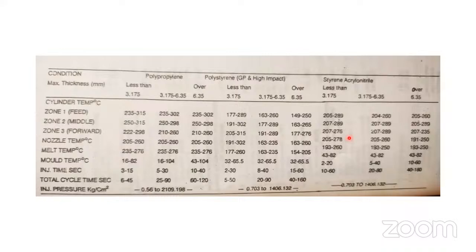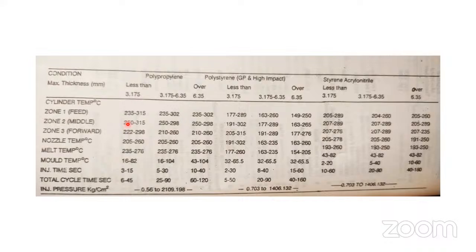See the second group: polypropylene, polystyrene, and styrene acrylonitrile. Here also, they have compared 3 mm thickness and 6 mm thickness, and in between those, the middle article. See the zone 1 temperature here for polypropylene, 235.